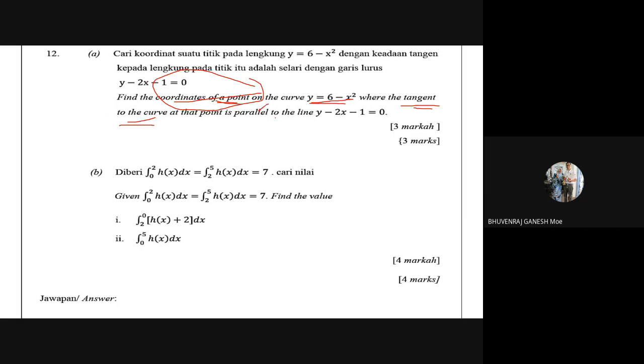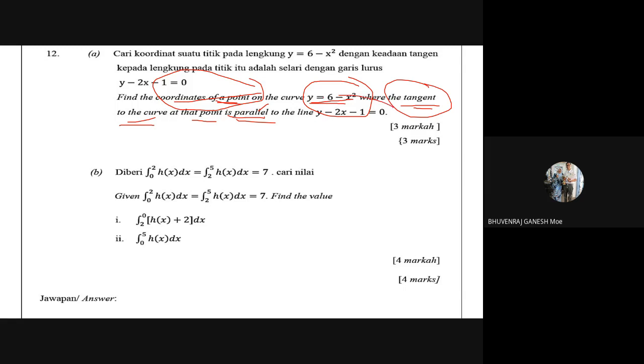So can you tell me guys, kalau kamu bezakan persamaan ini, what do you get? After you differentiate this equation, what is your answer? Yes, very good. Negative 2x. Okay. So later they say this tangent ini adalah selari. Selari guys, what info come to your mind? Bila mereka cakap selari or parallel. First info that come to your mind, gradient same, correct. Kecerunan dia sama. Very good.